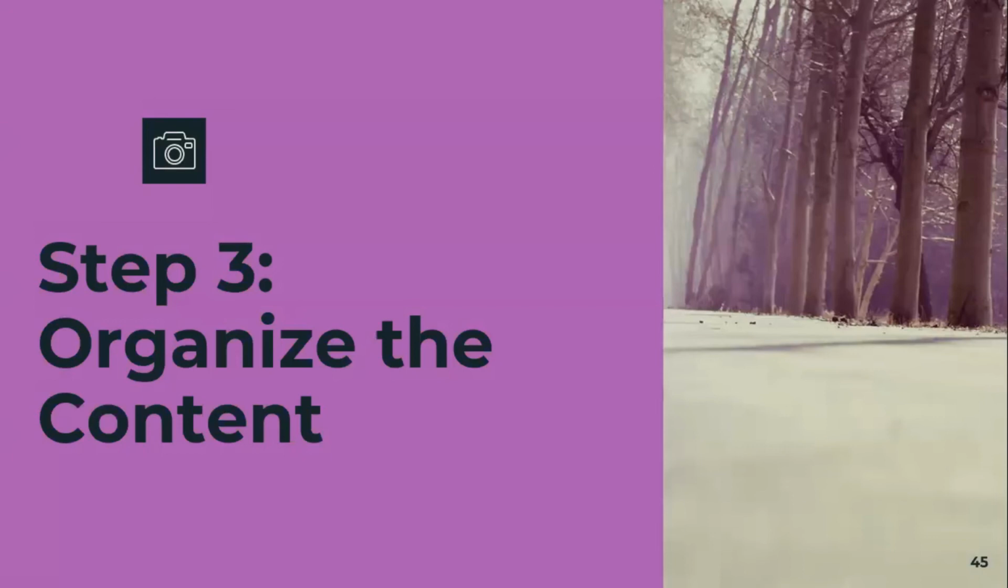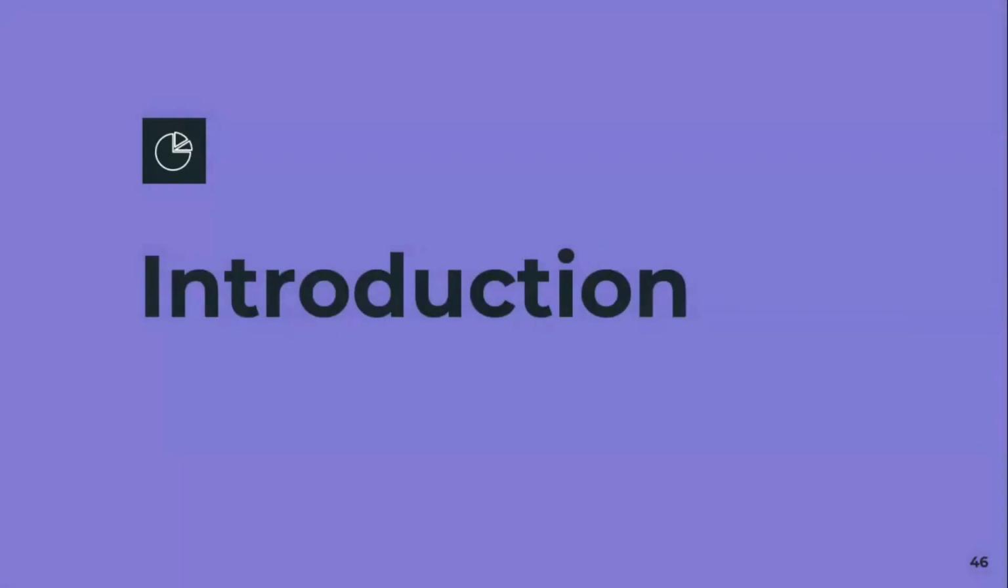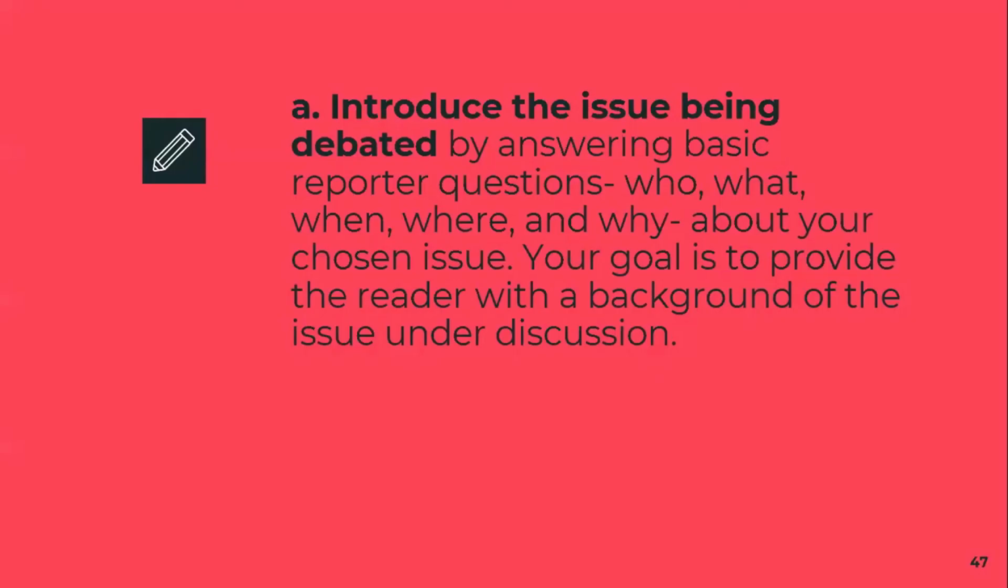So let's proceed to step 3, or organize the content. Let's start with the introduction. Introduce the issue being debated by answering basic reporter questions: who, what, when, where, and why about your chosen issue. Your goal is to provide the reader with the background of the issue under discussion. So in the introduction, you have to discuss the background or the context of the issue. In this section, you have to set the tone of your position.